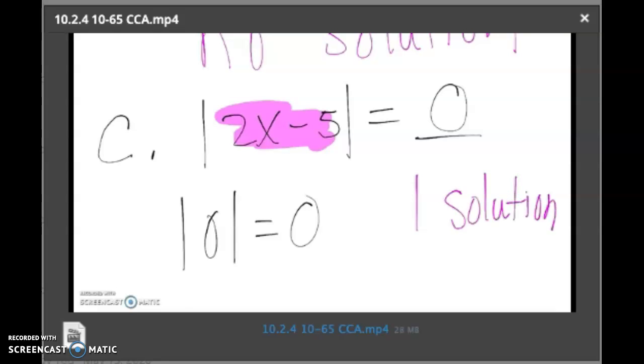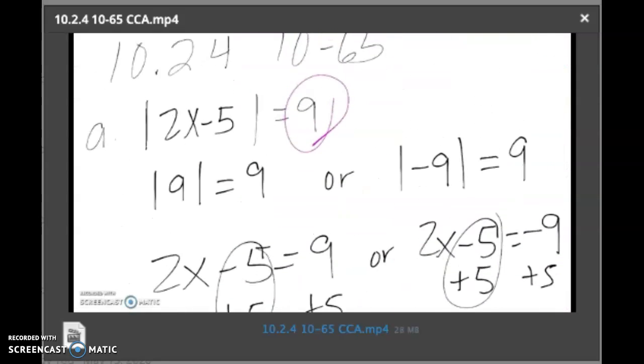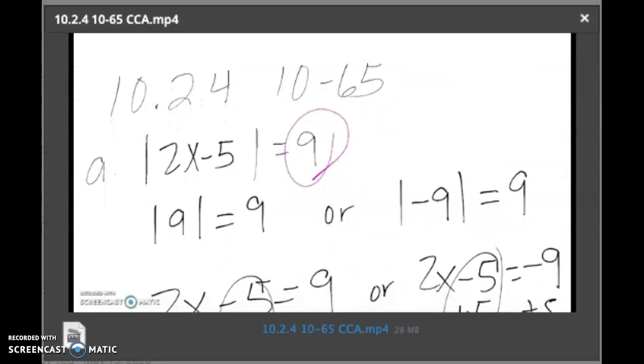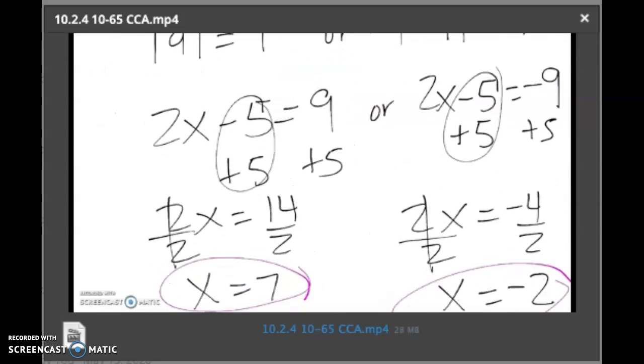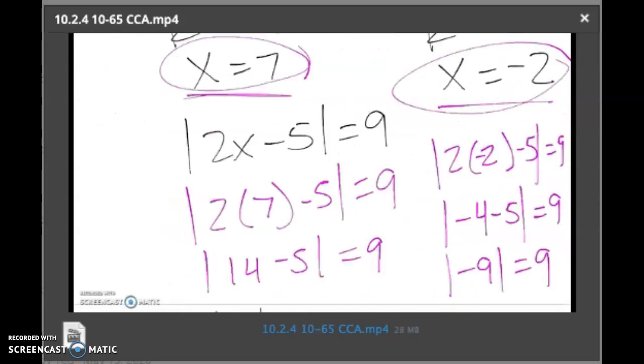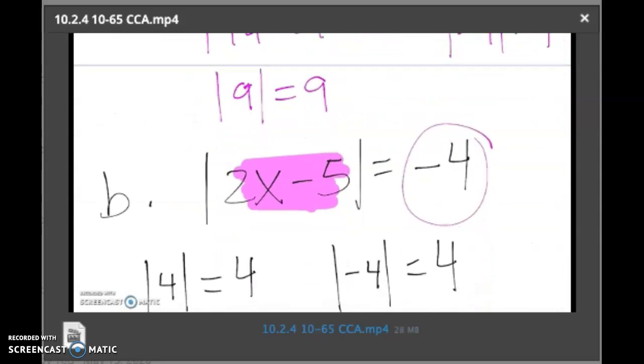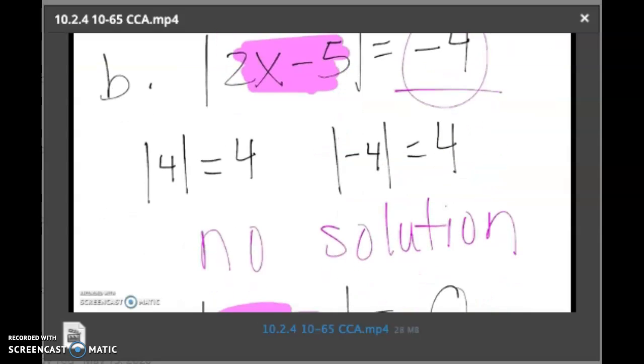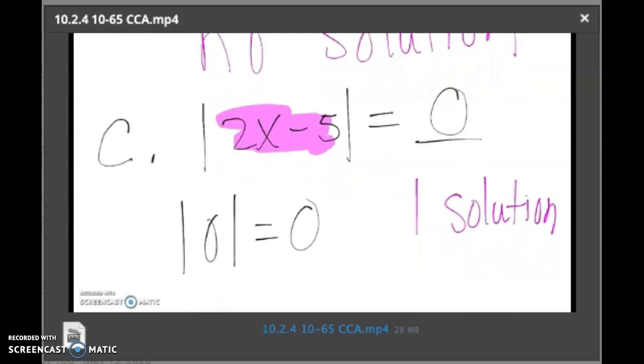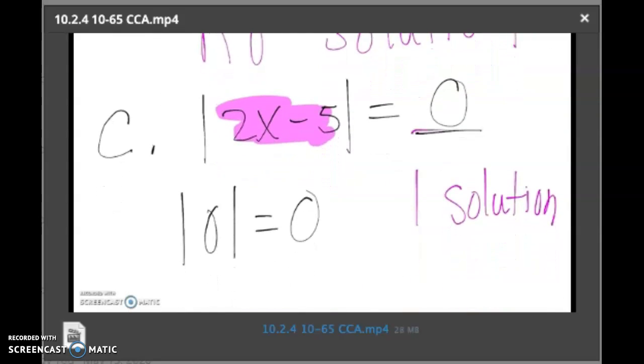Okay? So again, just to reiterate, if our absolute value equation is equal to a positive number, we are going to have two solutions. If our absolute value equation is equal to a negative number, we will have no real solutions. And if the absolute value equation is equal to 0, then we will just have one solution.